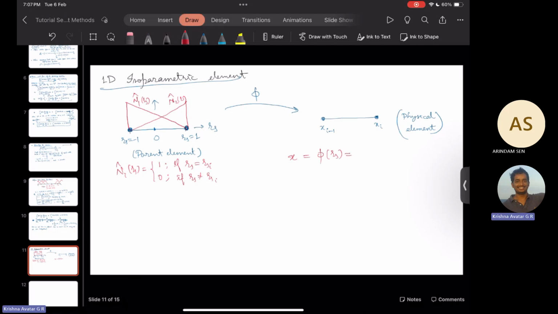This happens to be a function of xi minus 1 n hat 1 of z plus xi n 2 hat of z. So we are essentially mapping this point, point 1, to this point. So this is what we are doing.